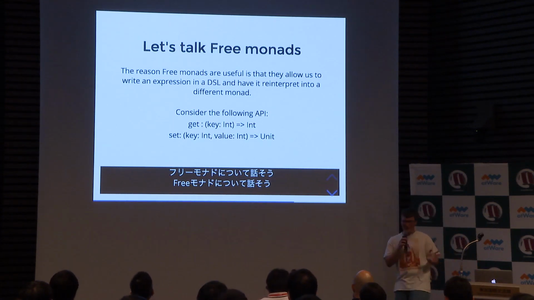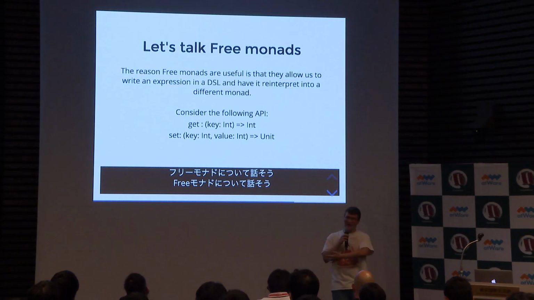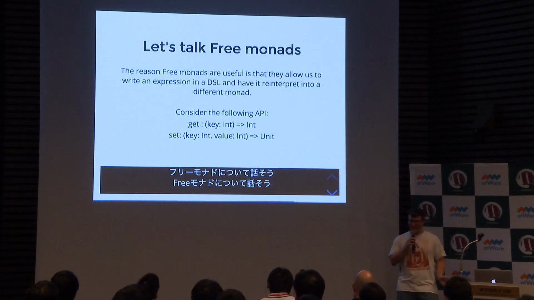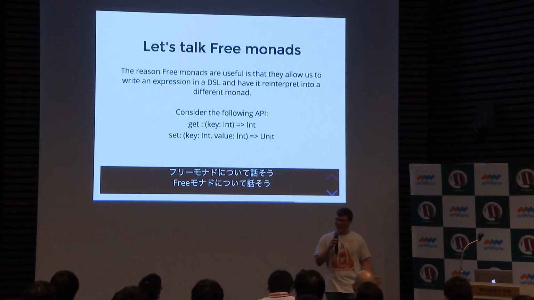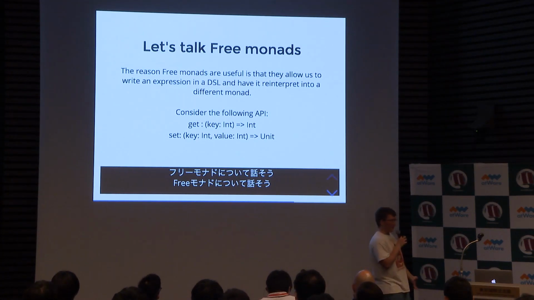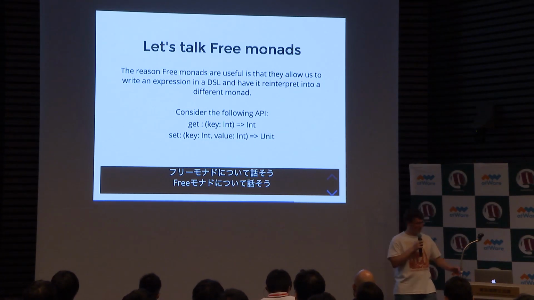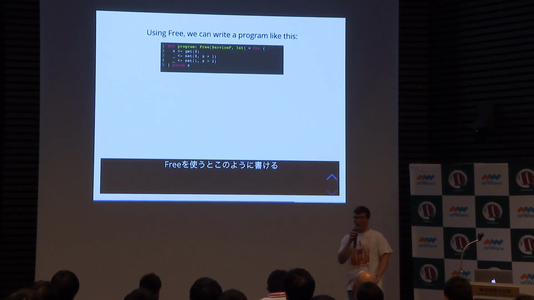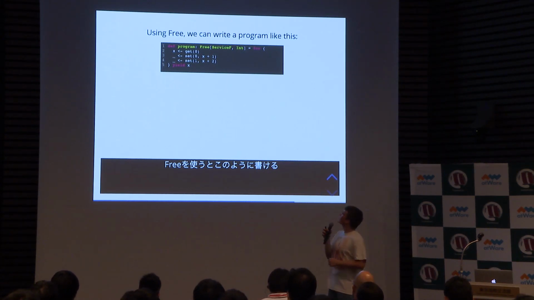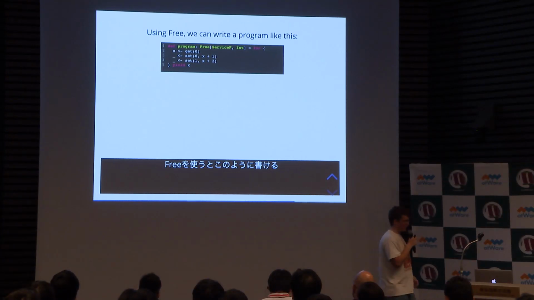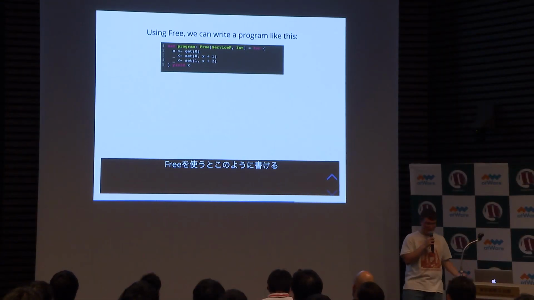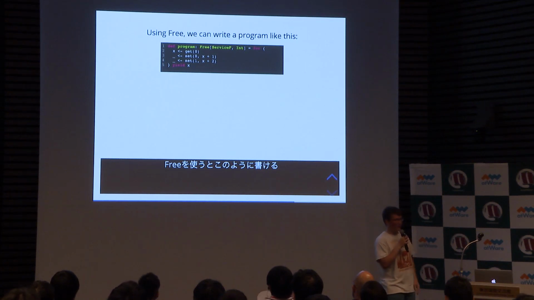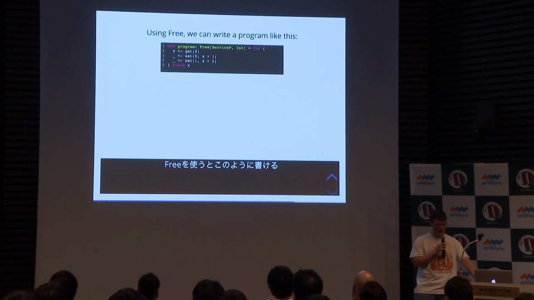So, imagine that you have this kind of API. Now, obviously this is side effectful, but this is just for illustration purposes. We have a get function that takes a key and returns an int, and we have a set function. So it's sort of like a storage with 2 to the power of 32 elements, and each of them is an int. Now, using free, we can write a program that uses this API. I just wrote a simple program that takes the first element, sets the first element to the old value plus 1, and sets the second element to the old value of the first element plus 2, and then returns an x.